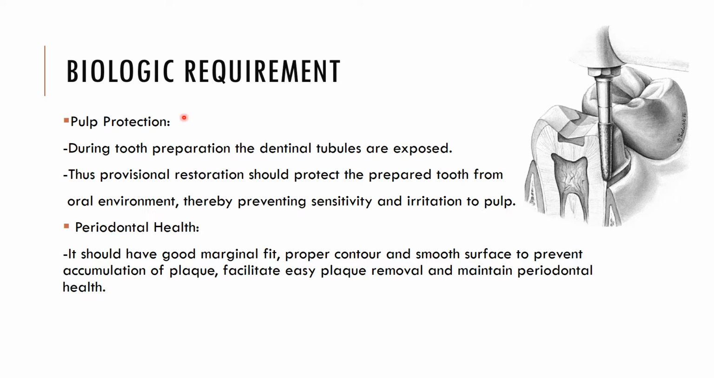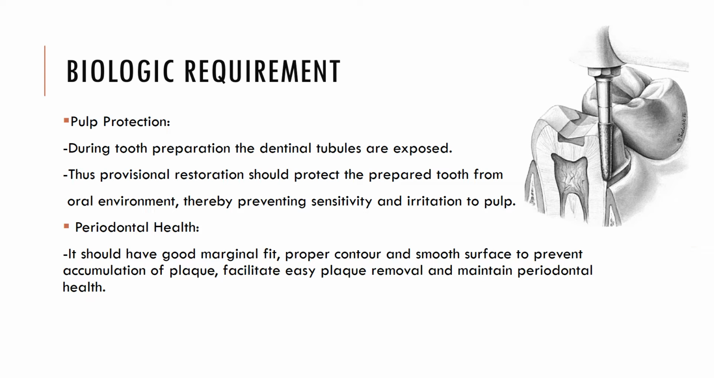Coming to biologic requirements, pulp protection is very important. We have talked about it earlier many times: during tooth preparation the dentinal tubules are exposed, thus the provisional restoration should protect the prepared tooth from oral environment, thereby preventing sensitivity and irritation to the pulp. So you should be only preparing where required, not near the pulp.